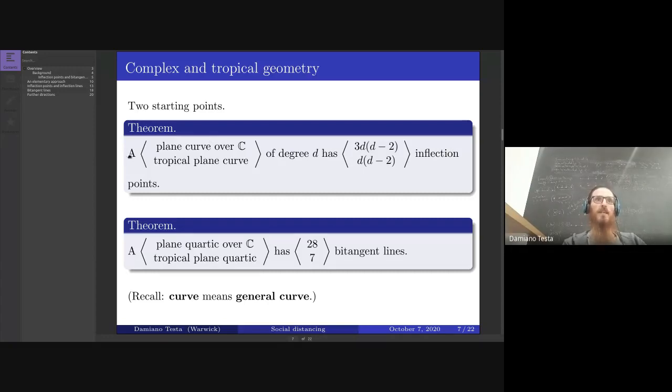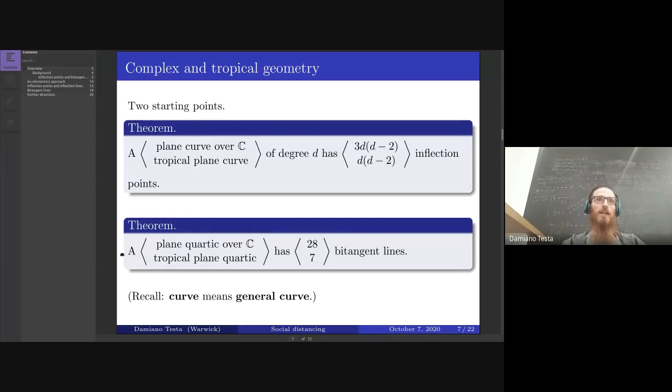So the first theorem states that a plane curve over C of degree d has 3d times d minus 2 inflection points. And you would imagine that tropical, I mean, why not, it may have the same number of inflection points, or maybe it has a different number of inflection points. And it turns out that a tropical plane curve of degree d always has d times d minus 2, not 3 times d minus 2 inflection points. So we see a sort of difference of dividing by 3 the number of inflection points when we go from complex numbers to tropical geometry.